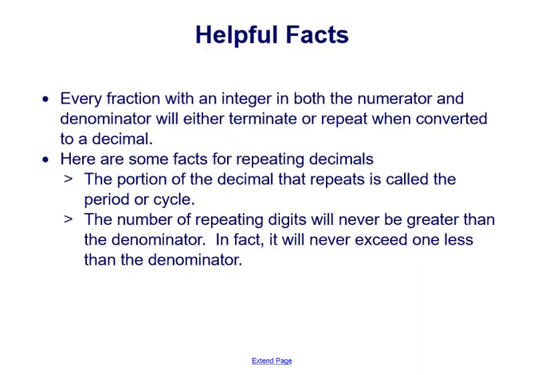The portion of the decimal that repeats is called the period or cycle, and the number of repeating digits in that period or cycle will never be greater than the denominator. In fact, it will never exceed one less than the denominator.